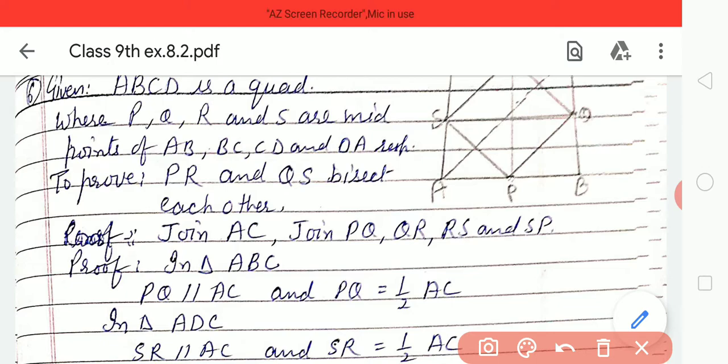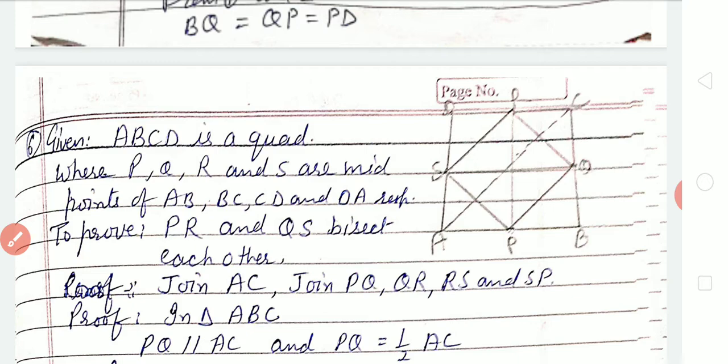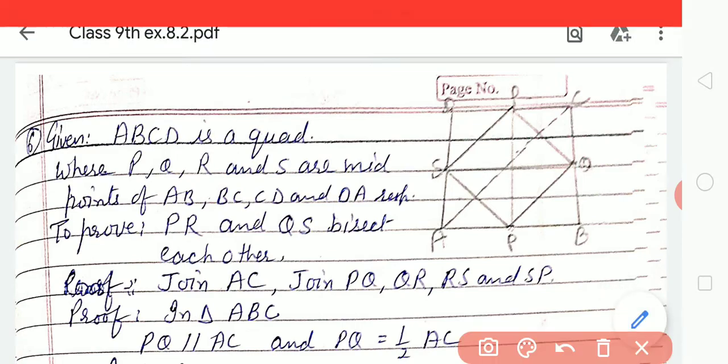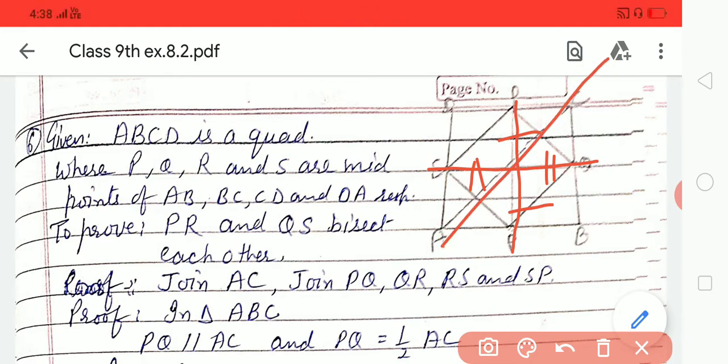ABCD is a quadrilateral, where P, Q, R, S are the midpoints of AB, BC, CD and DA respectively. PR and SQ bisect each other, right? What it means is this part is equal to this part and this is equal to this. Now join AC and PQ, QR, RS, SP. Join all of these.